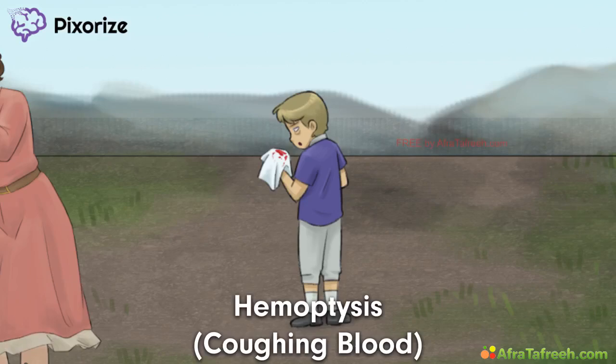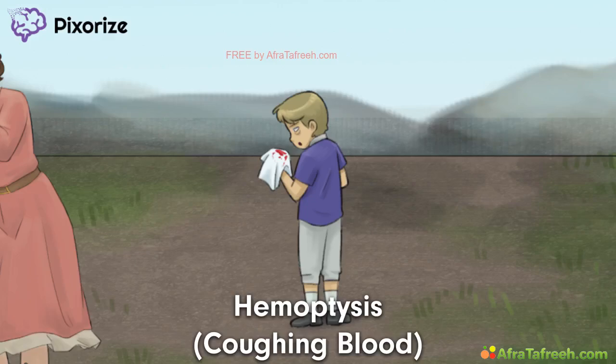Anyways, the blood on this child's handkerchief should help you remember that Wegener's granulomatosis causes hemoptysis, or coughing up of blood from the lungs. Hemoptysis is really important to remember because it suggests involvement of the lower respiratory tract. And that's exactly what's going on here.